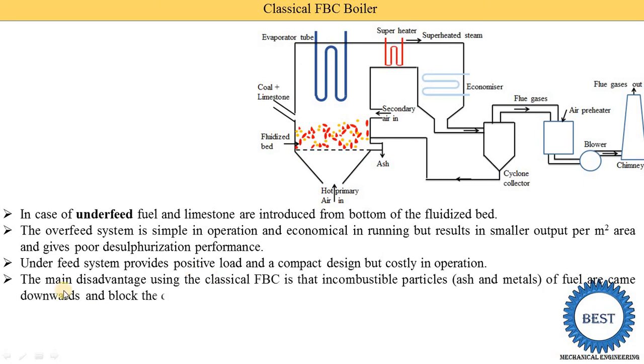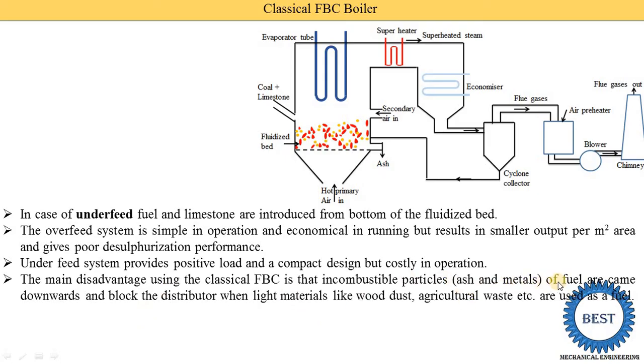The main disadvantage of using the classical FBC is that incombustible particles, means ash and metals of fuels, come downwards and block the distributor when light materials like wood, dust, and agriculture wastes are used as fuels. So when we use light materials like wood dust and agriculture waste, at that time they are light in weight and they move downwards and block this distributor plate.